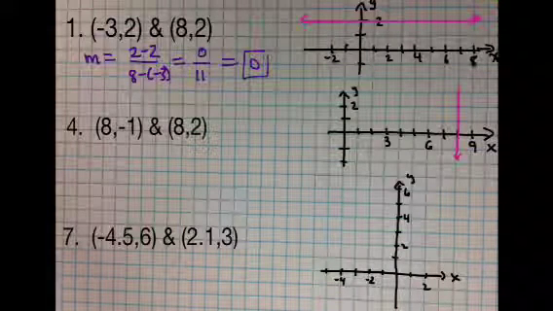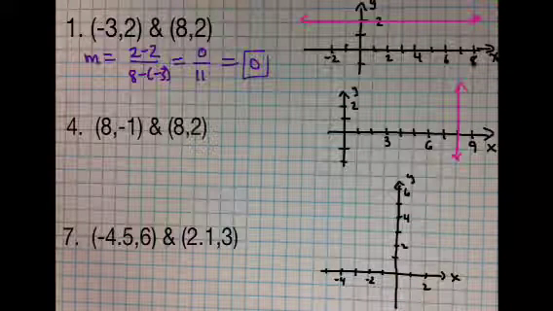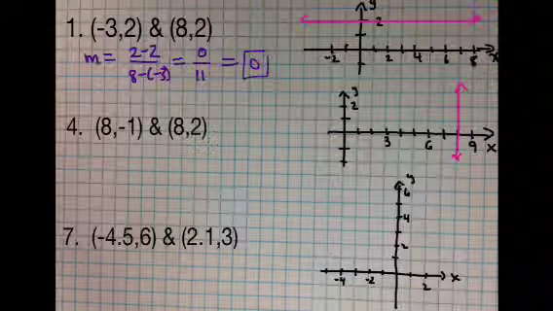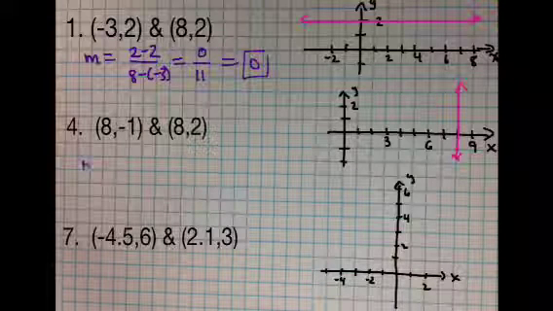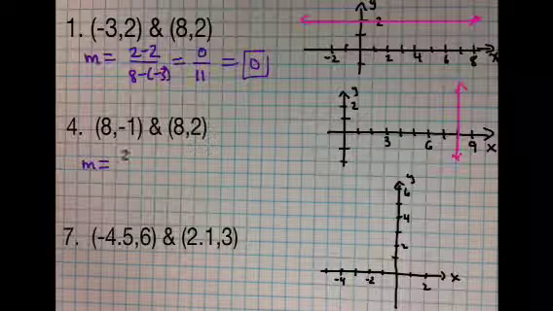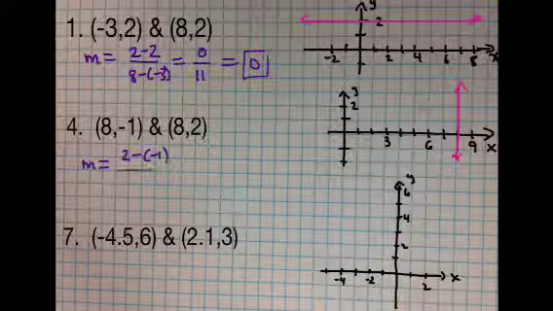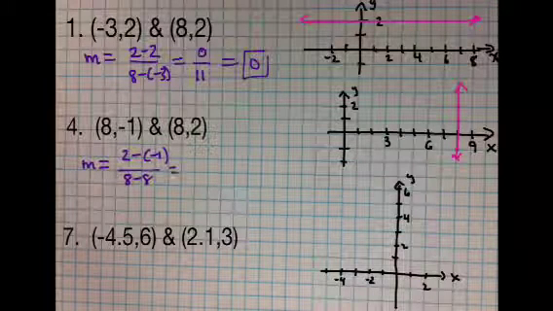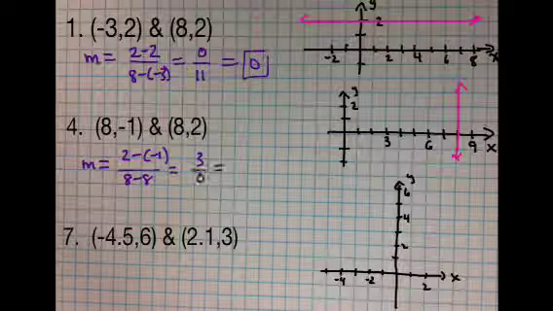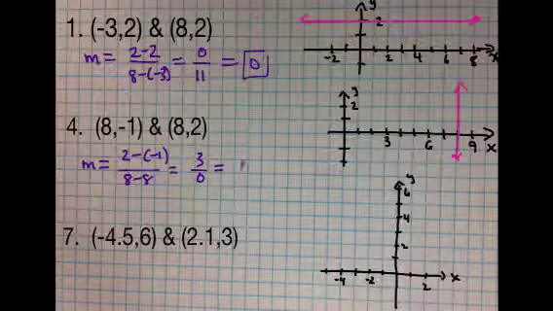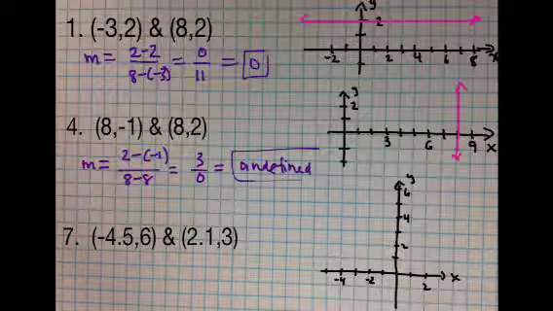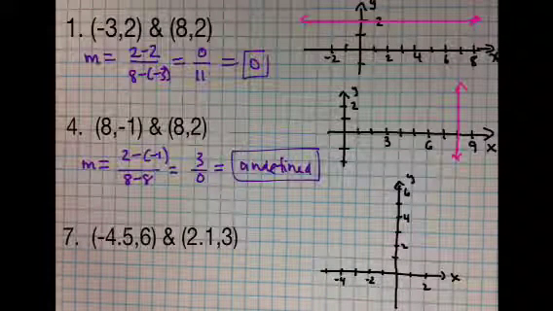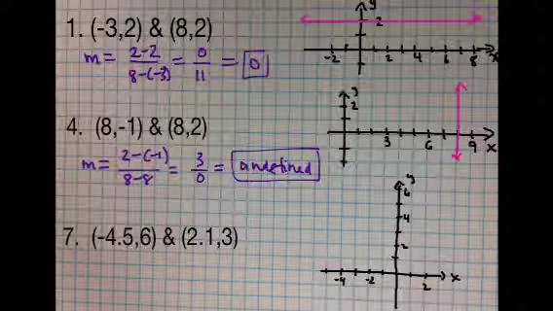Okay, so we expect the slope to be undefined. So let's go ahead and calculate it. So M, difference in the y's over the difference in the x's, 3 over 0. A number over 0 is undefined. So there's a slope. Okay, vertical lines have undefined slope. Horizontal lines have slope of 0, so slope equals 0.